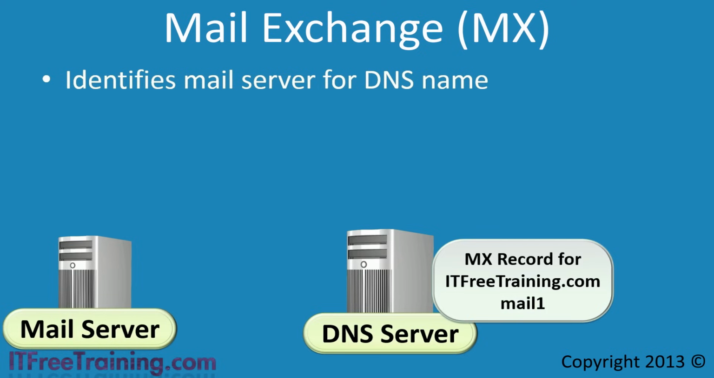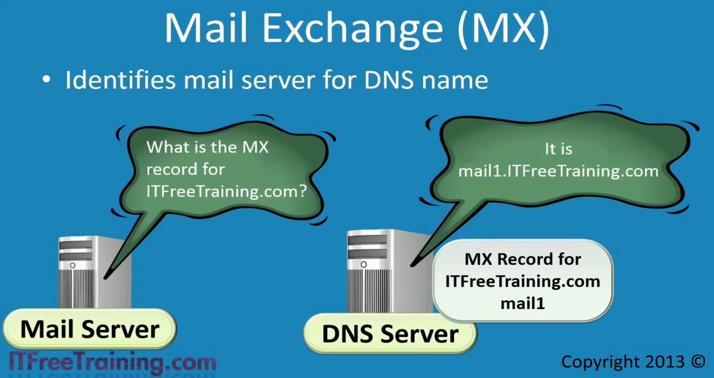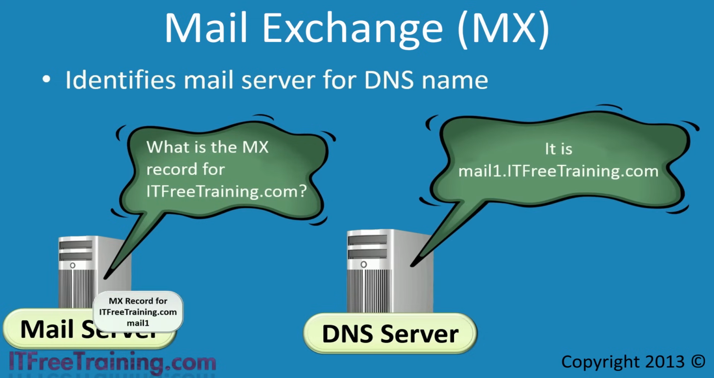The mail server will send a query to the DNS server and ask it for the MX record for the DNS name it is trying to send email to. In this case, the DNS server will respond with the MX record for ITFreeTraining.com. The MX record will contain the server mail1.itfreetraining.com. The mail server now knows to send mail for ITFreeTraining.com to the server mail1.itfreetraining.com. This is how a mail server uses DNS to deliver emails to the internet.